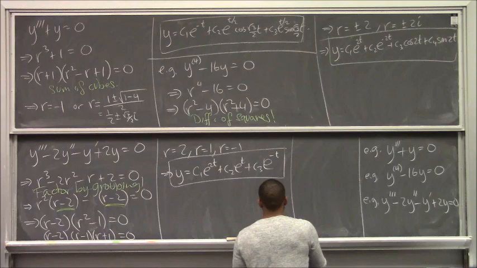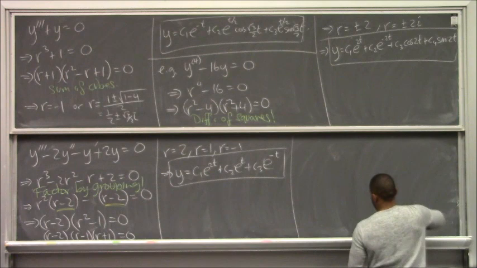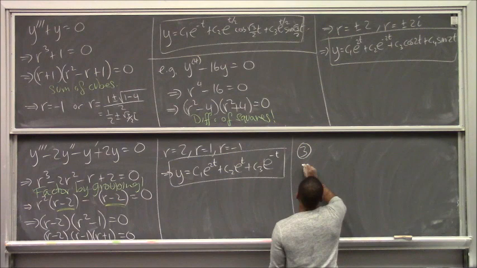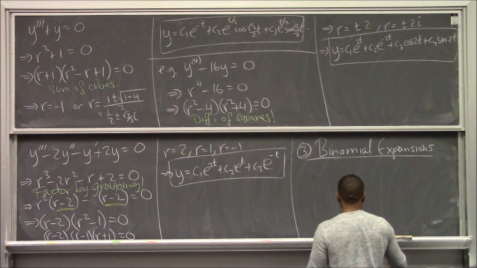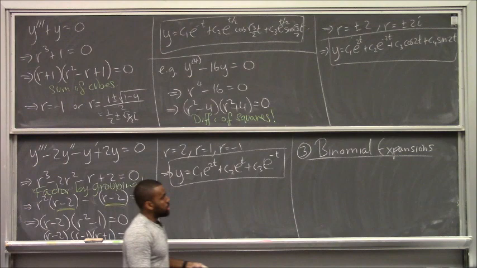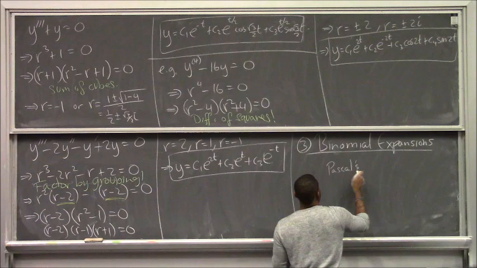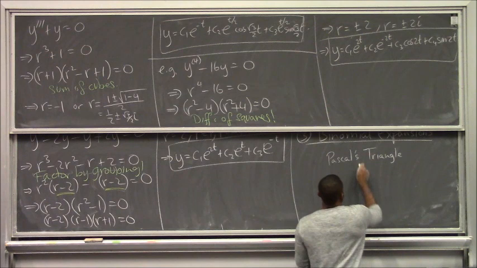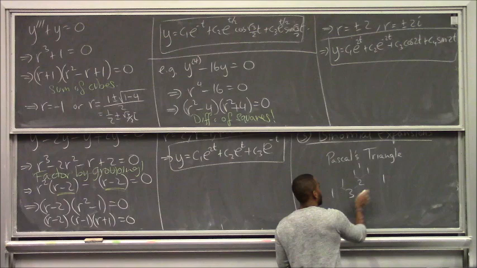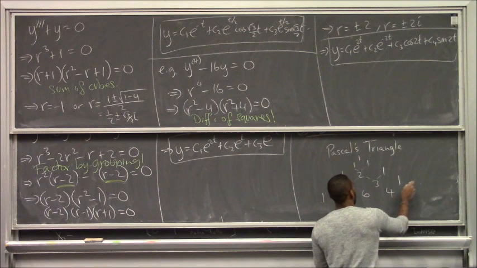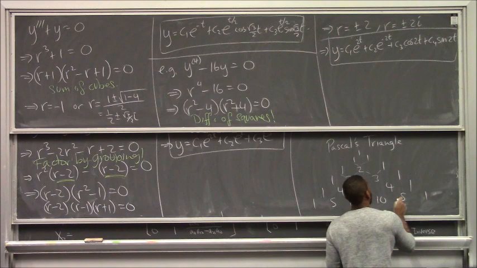Another special thing you need to notice: binomial expansions. Many ways you can do this. If you've taken combinatorics, you can look at this in terms of combinations. But probably a nicer way is Pascal's triangle. Remember what that is? It starts out with ones in a triangle, and then you add the two middle ones, you get two, one. Add these two, you get three, add those two, you get three, one. Then one, four, six, four, one, then one, five, ten, ten, five, one, etc. You just start building down this triangle.